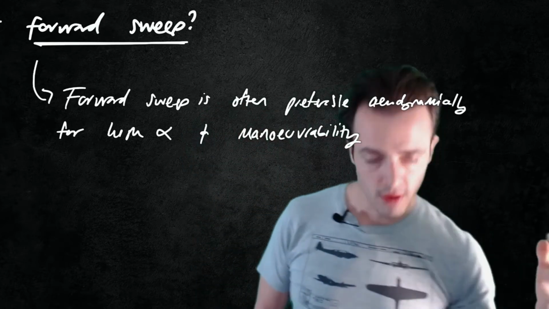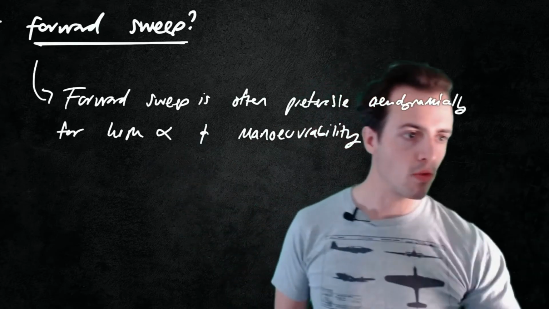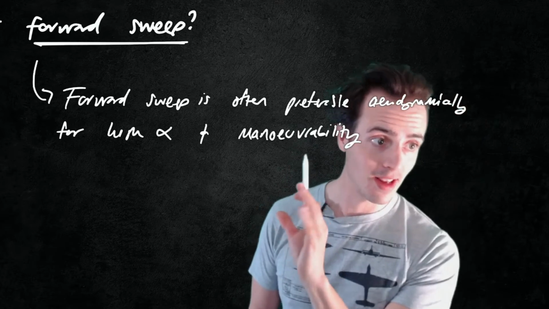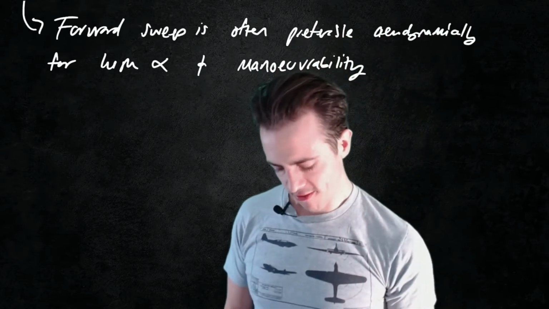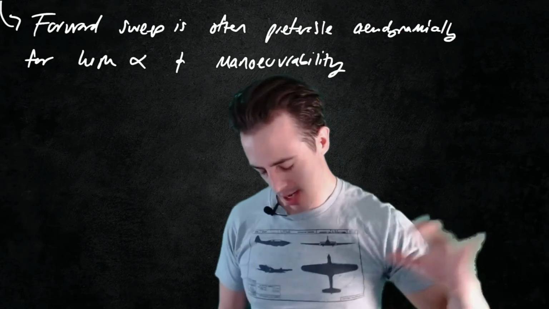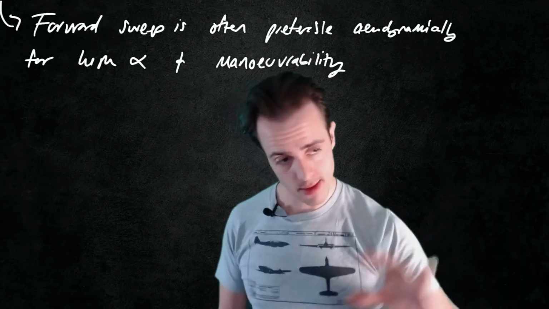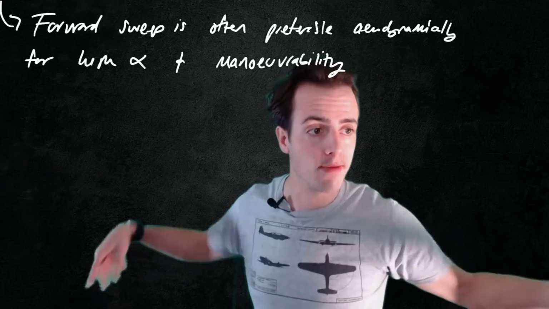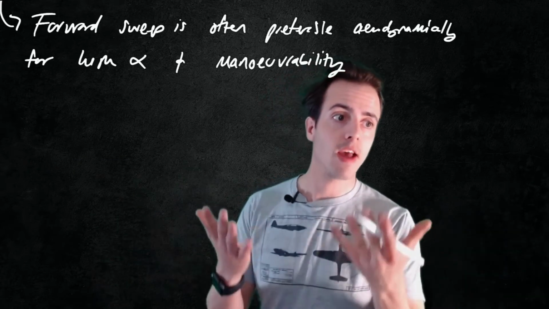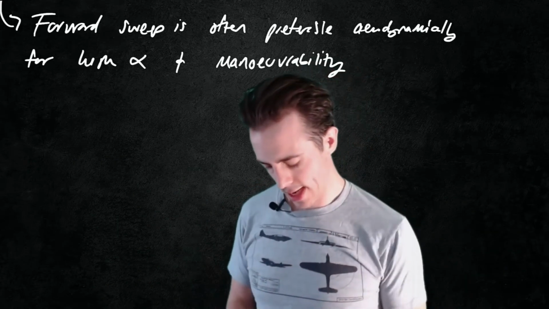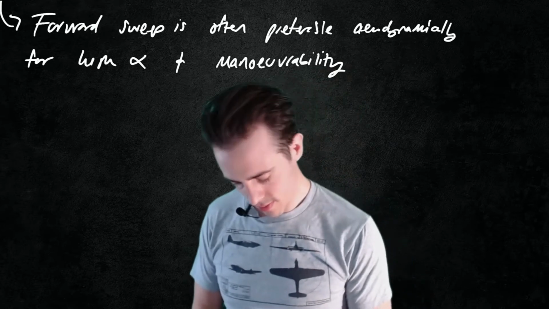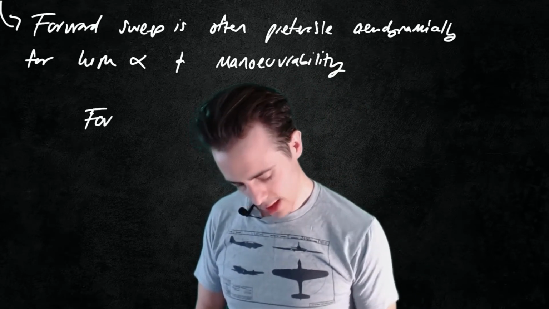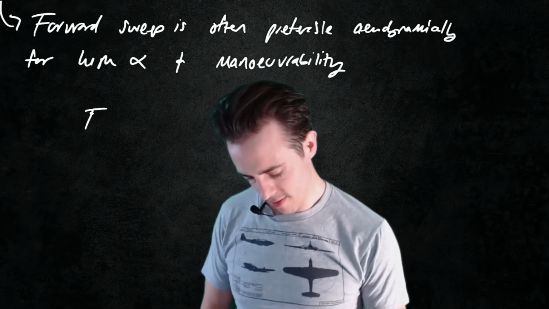It's often preferable for high angle of attack and maneuverability. I can only spell this word the British way. But forward sweep is often preferable aerodynamically for both high angle of attack and maneuverability. So let's look at what happens if we have both a forward swept planform and an aft swept planform at some high angle of attack where we have an increase in lift on the wings. Let's look at the aft sweep first.